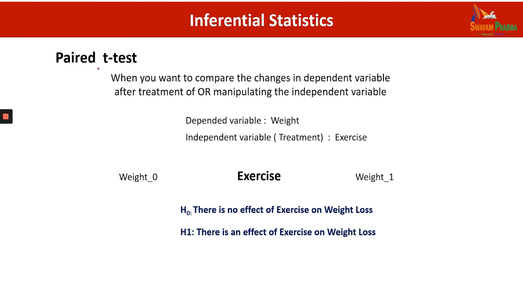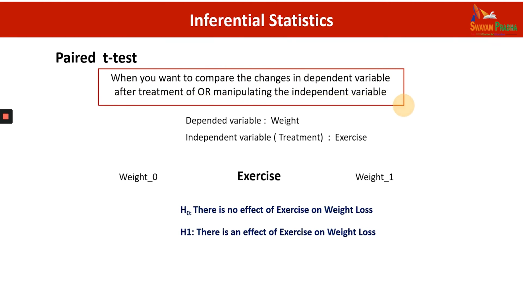The paired t-test is used when you want to compare the changes in the dependent variable after a treatment or after manipulating the independent variable. So it has great significance when we are conducting experimental research. Now look at this example. For example, I want to conduct one experiment and I want to see whether exercise leads to weight loss or not. In this case, our dependent variable will be weight and our independent variable is exercise.